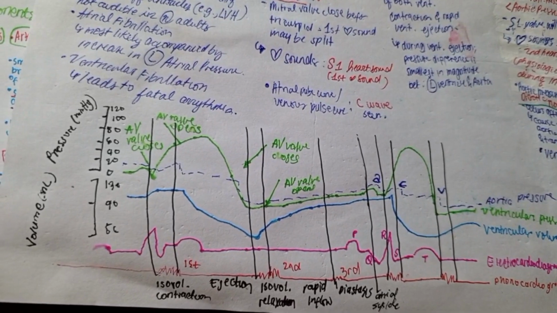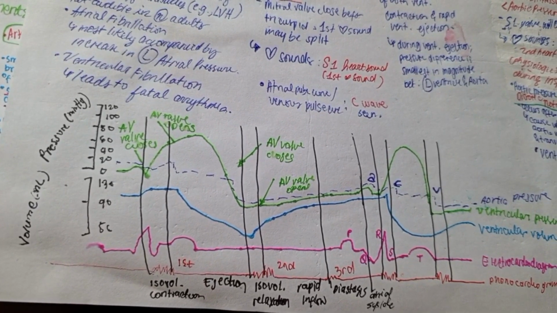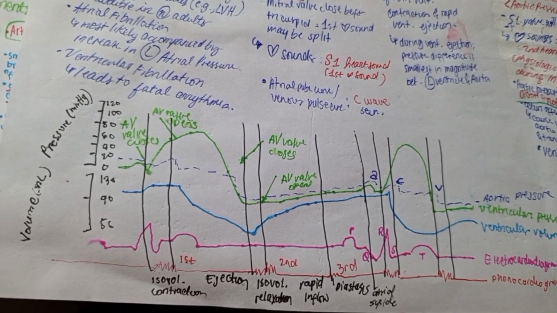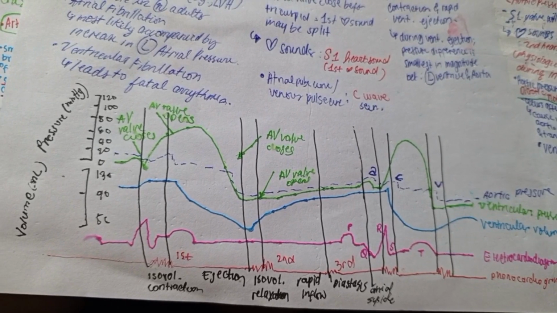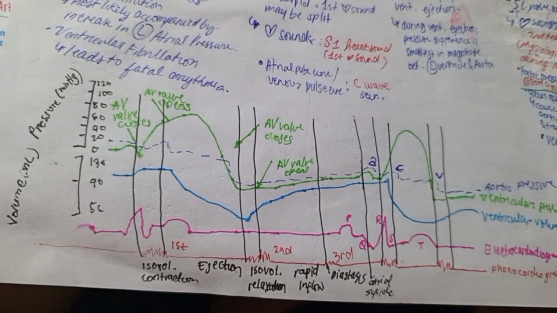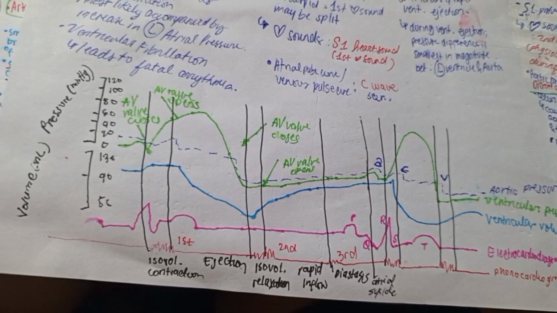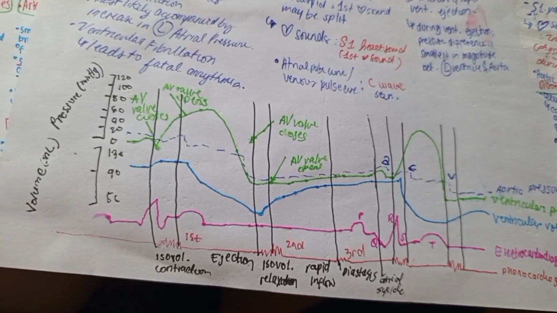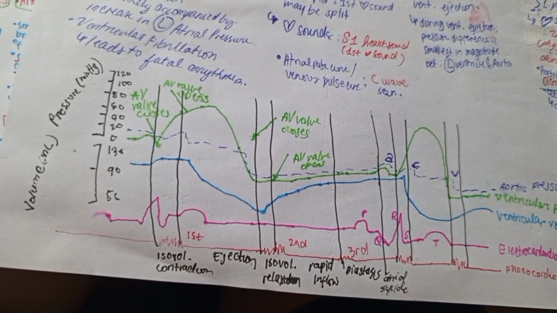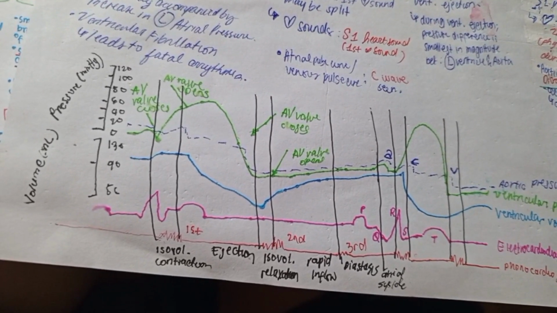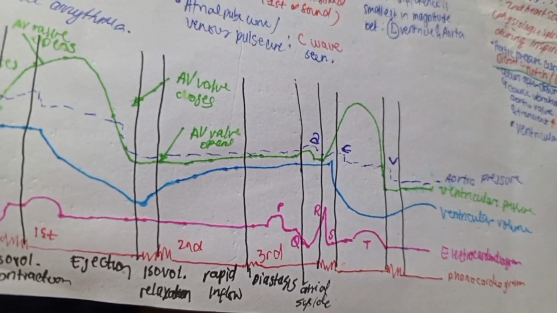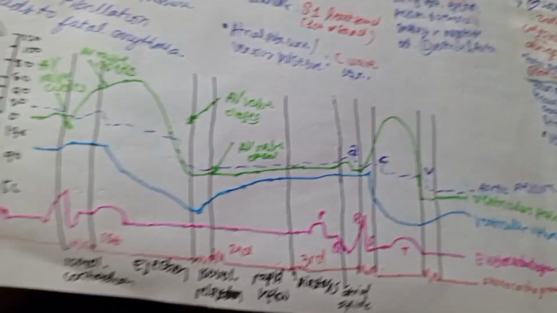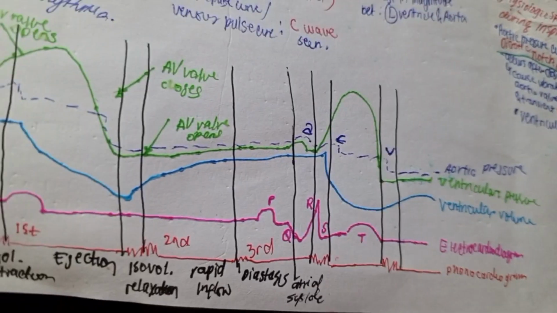So here's the picture of the graph. The first phase is the atrial contraction, which is preceded by the P wave, and the atrial pressure and ventricular volume increase. What we can see here in the atrial pressure curve is the A wave, and the heart sound that can be heard is the fourth heart sound. So it's not in the graph.